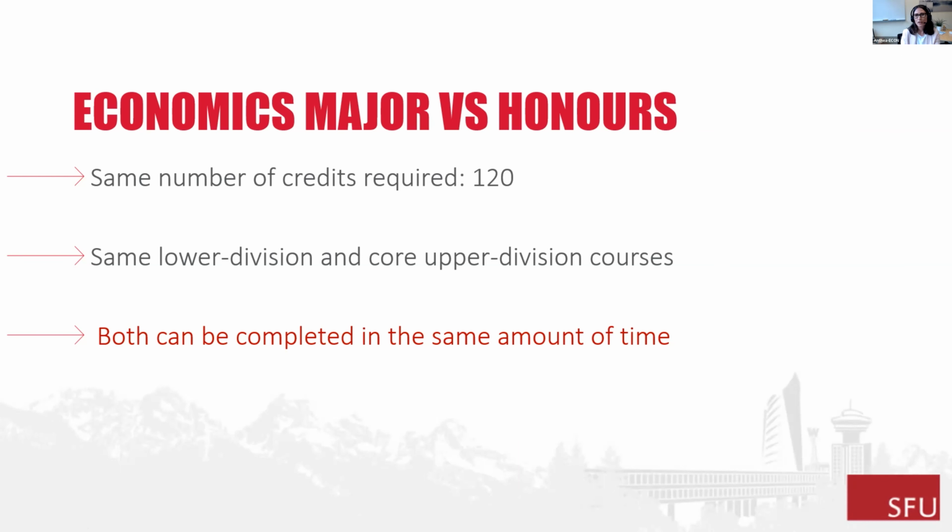When we say the same lower division and core upper division courses, what we mean is all the lower level courses that you do for your econ major, there are no extra courses that you need to complete if you decide to do your honors program. And for the core upper division courses in the major, 302, 305, 333, your 400 level, your upper level W, that is all the same. Both can be completed in the same amount of time. What this means is within 120 units. But again, it's about timing these courses so you do complete it in a timely manner.